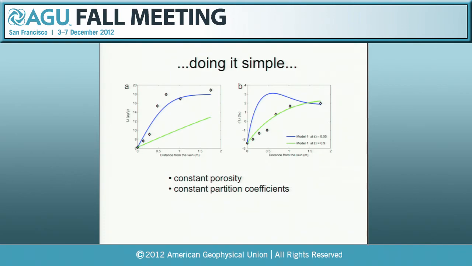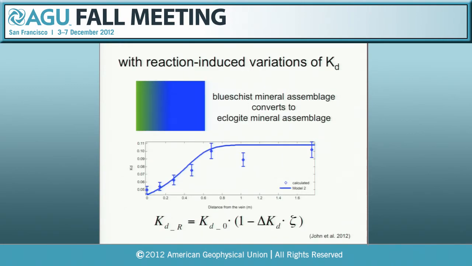Yeah, there's a difference of one order of magnitude in time. So what we have to consider is that this part here is an eclogite, this part is a blueschist, and there's a transition in between, so we cannot assume that the partition coefficients are the same, because the partition coefficients are the sum of the fluid-mineral partition coefficients and their modal abundance. So this is now acknowledged here in the next step.